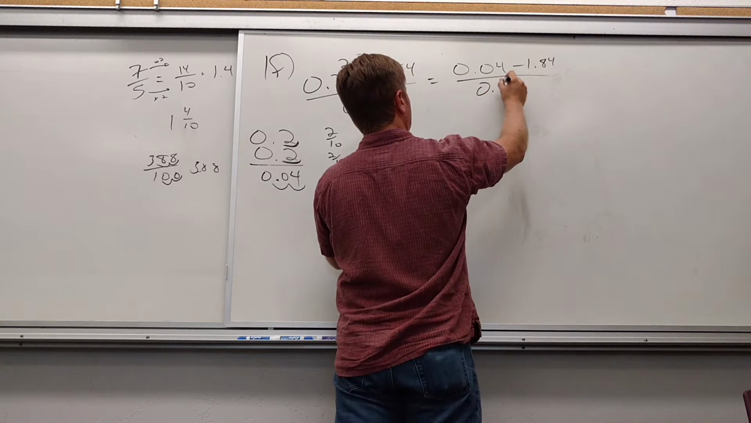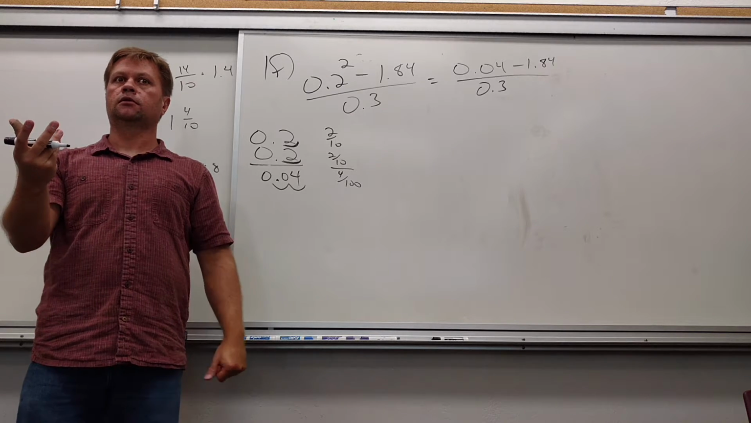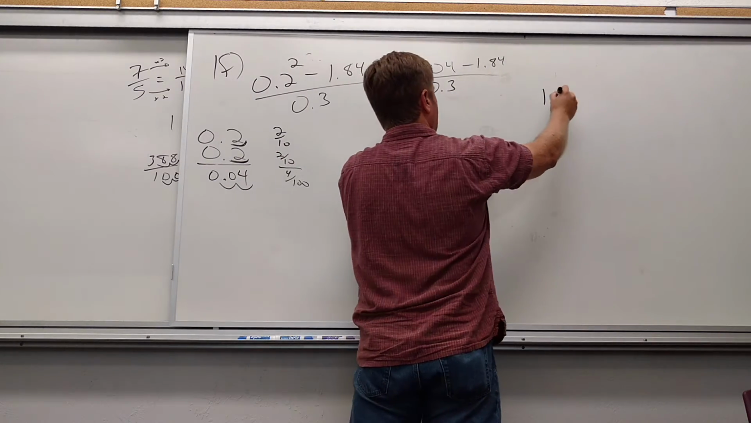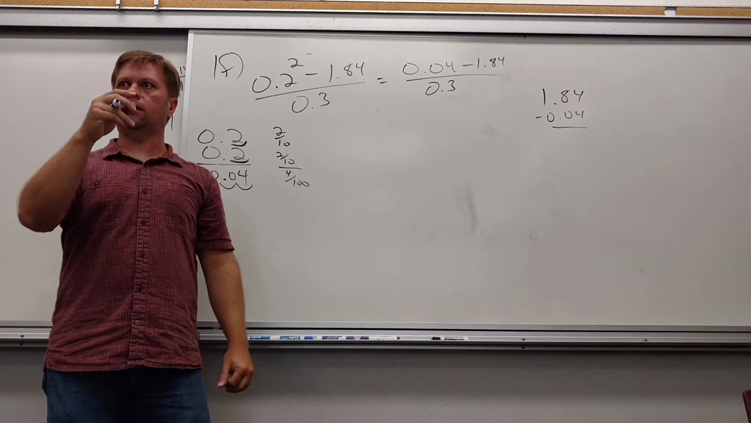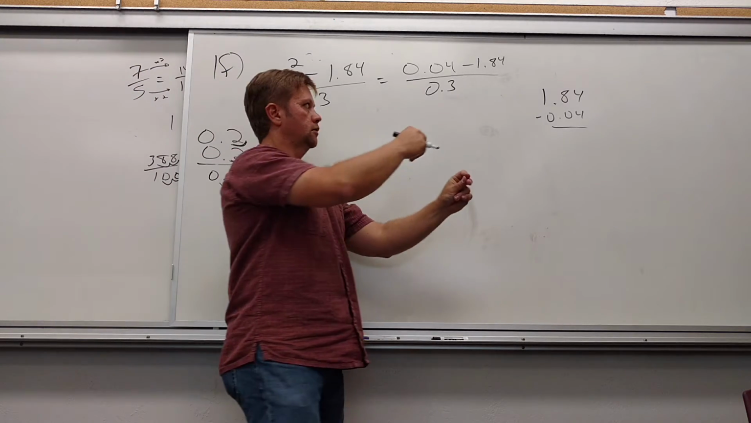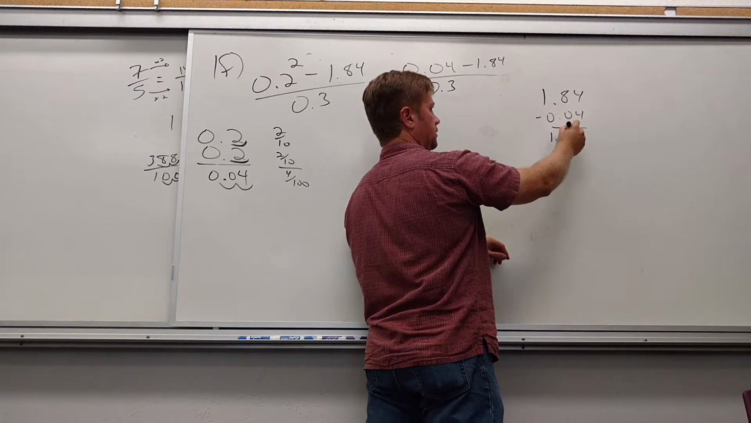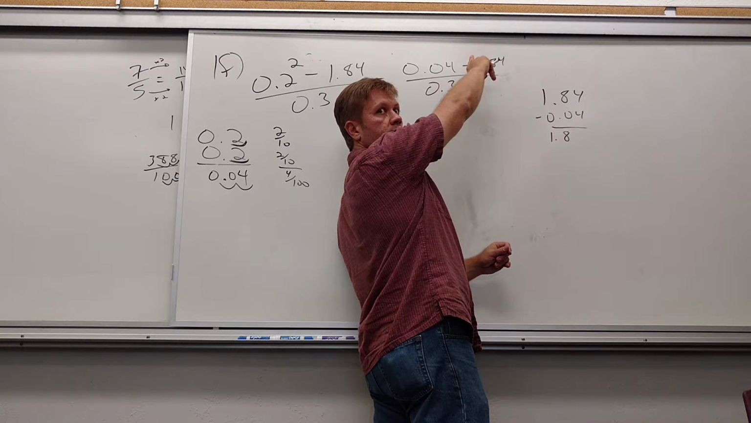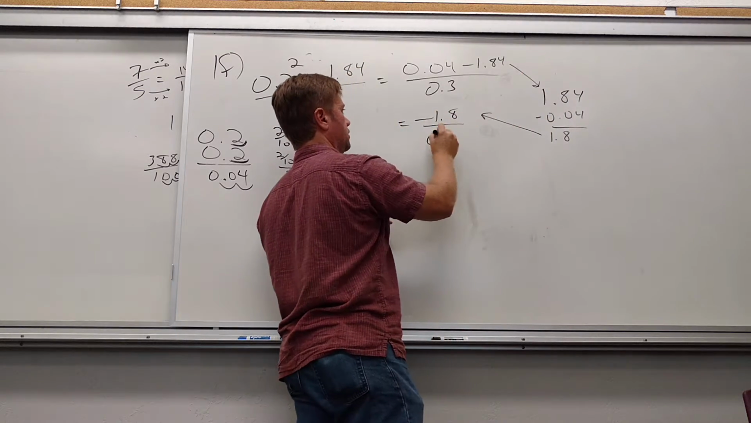So now we're here, right? We figured that out to be that. Now what's next? Subtract. They're opposite signs, right? So I do subtract, but I do 1.84 minus 0.04. We line them up when we subtract. Line the decimals up. What is 1.84 minus 0.04? 1.80. But which one's bigger? The negative one. So now I've got negative 1.8 over 0.3.